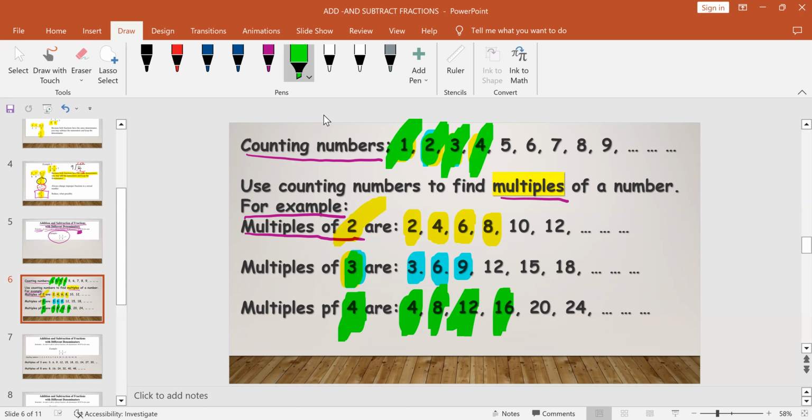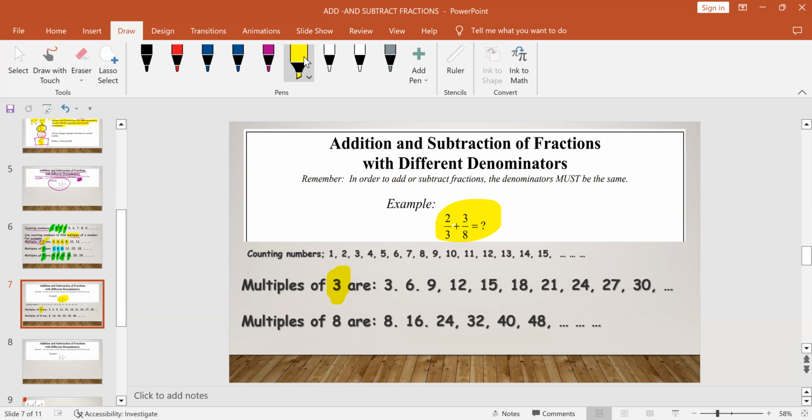So we have this 2 over 3 plus 3 over 8. Because we don't have the same denominator, what we'll do is find multiples of 3 and multiples of 8, which will help us get that same denominator. The multiples of 3, we did those numbers already, so I just list them here, and the multiples of 8 also here.